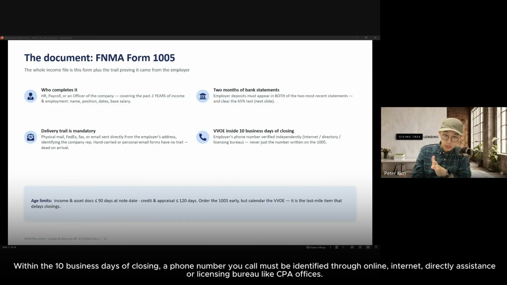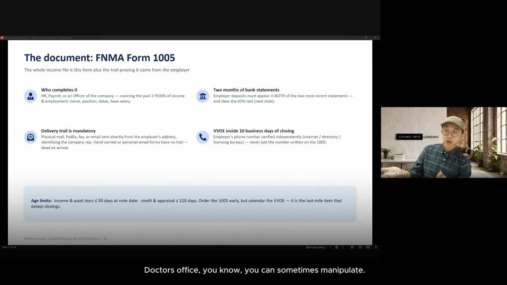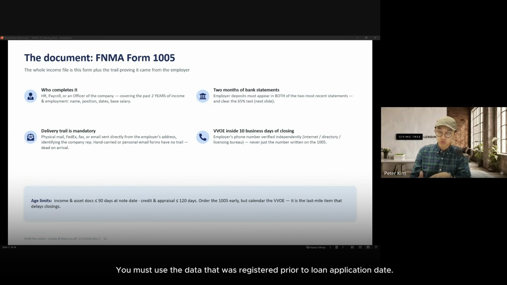Within the 10 business days of closing, a phone number you call must be identified through online internet, directory assistance, or a licensing bureau, like CPA offices or doctor's offices. You can't sometimes manipulate. You must use the data that was registered prior to the loan application date. Never just the number that you are using on the form, right?